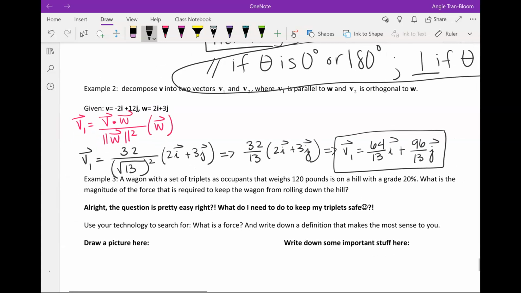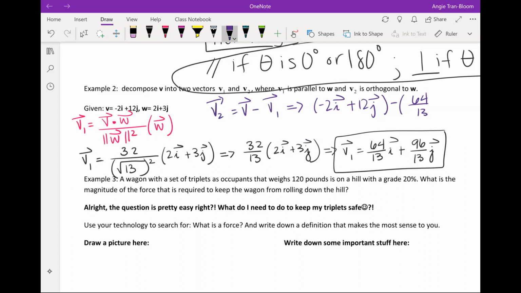Subtract vector V minus vector V1. That's right. V2 equals V minus V1. We have both. That means V original was negative 2i plus 12j. That's your vector V.